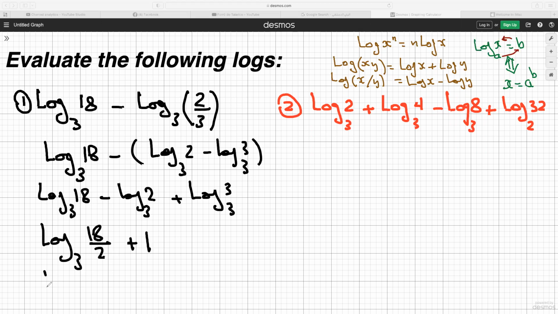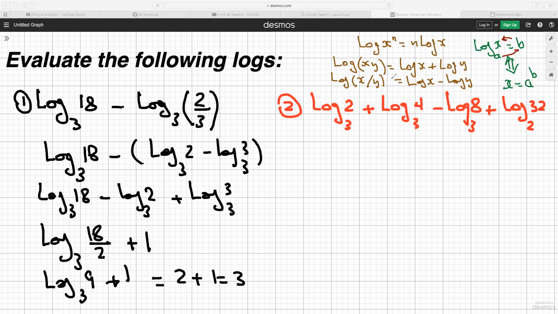Now, this log base 3 of 18 over 2 just becomes log base 3 of 9 plus 1. A log base 3 of 9 basically is asking you 3 raised to the power of what equals 9. It's 2, so that becomes 2 plus 1, which equals 3.